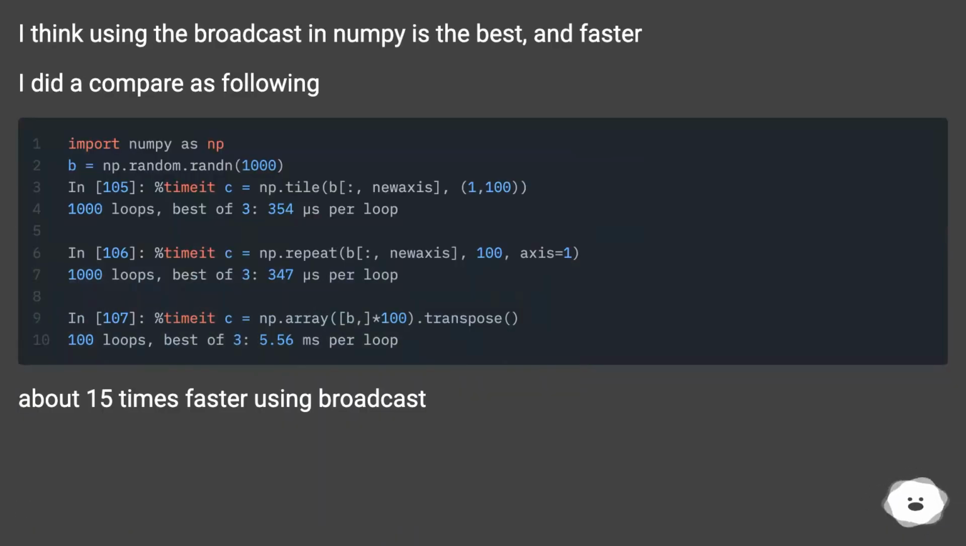I think using the broadcast in NumPy is the best, and faster. I did a compare as following. About 15 times faster using broadcast.